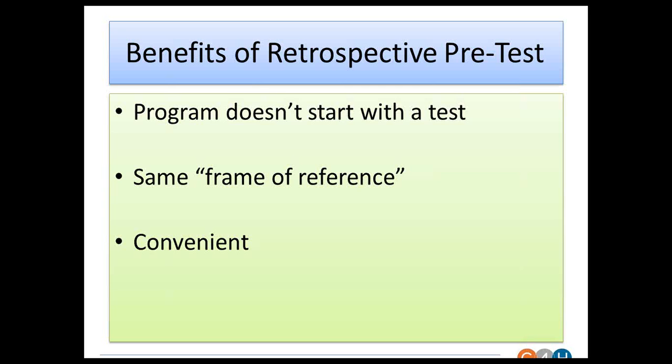So having the participant think about before and after at the same time really eliminates that problem. Lastly, administering a retrospective pretest can be very convenient because you're really just administering one test at the end.